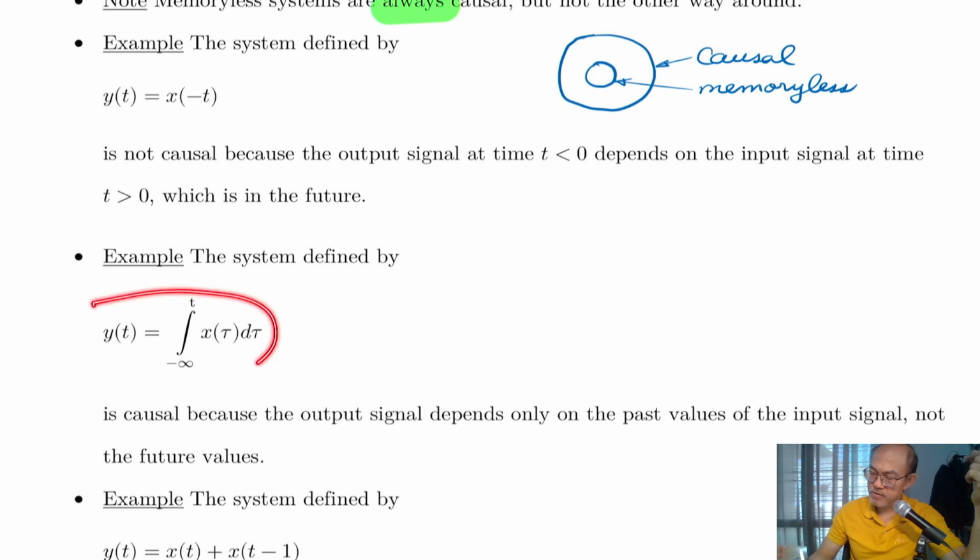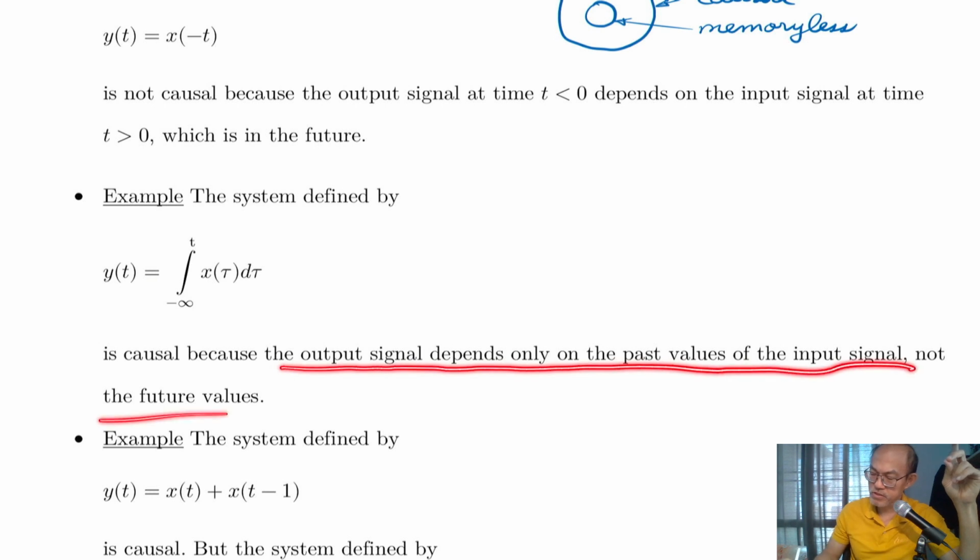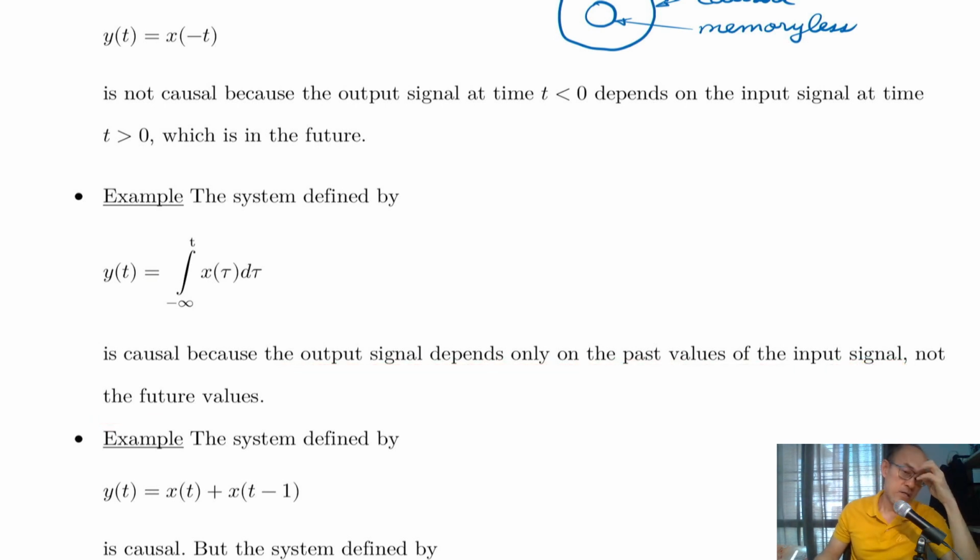Now, in this example, you see the value of your output at time t depends on the past values of the input, and does not depend on the future value of the input. So in this example, the system is causal because the output signal depends only on the past values, not the future values.